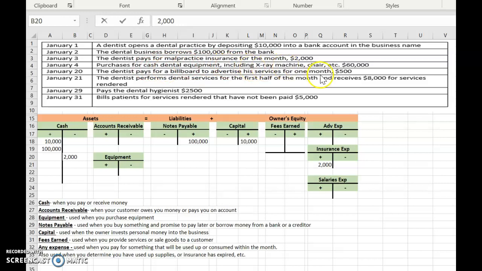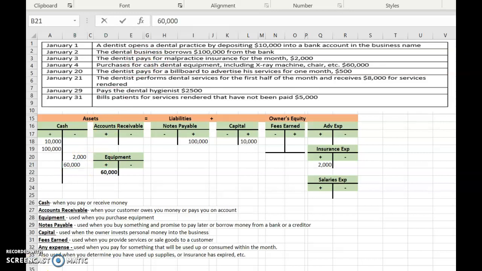January the 4th, purchases for cash dental equipment including x-ray machine, chair, etc. for $60,000. When we talk about equipment, we're talking about the equipment account used when you purchase equipment. So equipment goes up because we got some equipment worth $60,000. And it says that we paid cash, so cash goes down by $60,000.